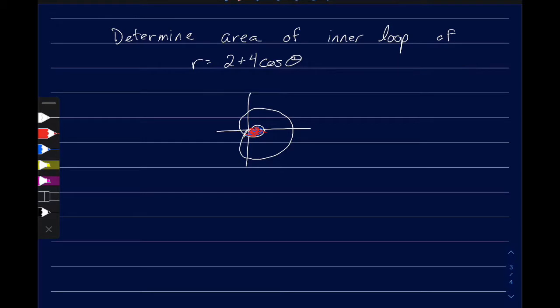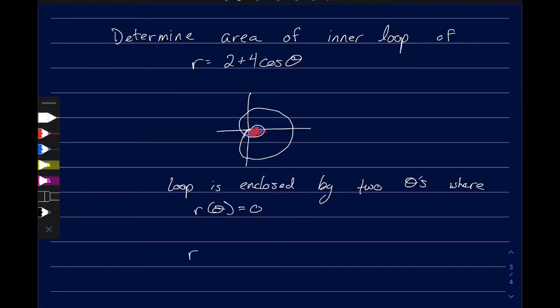So it's not quite clear what our bounds for theta should be. But what we do know is that when it first enters the loop, it's at r equals 0. And then when it exits the loop again, it's also at r equals 0. So the loop is enclosed by 2 thetas where r of theta is equal to 0.